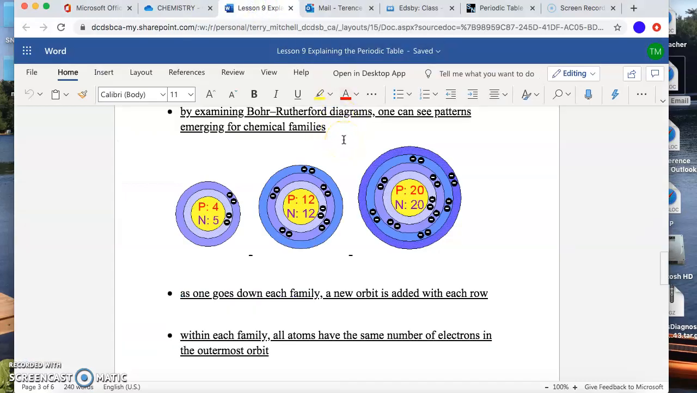Okay, so we're back for part B here, just the tail end of the note. As I mentioned, every time you go down a row in the periodic table, you get a new orbit. And with each family, all atoms have the same number of electrons in the outermost or valence orbit.